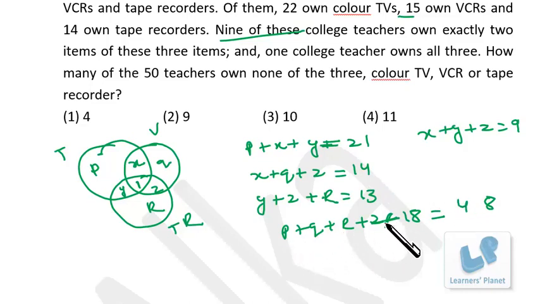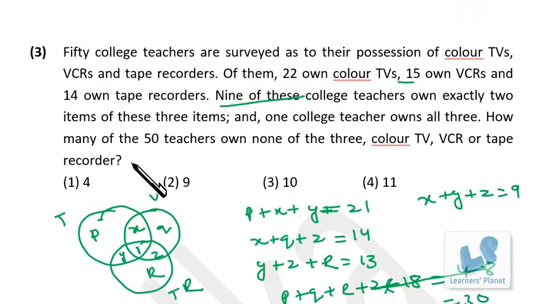That means p plus q plus r is 30. Okay, now we can find out the total of this circle. So p plus q plus r, that is 30, then x plus y plus z, that is 9, so that is 39, and then 1 is 40. So the total of this circle is 40, and we are making the calculation of 50 teachers, right?